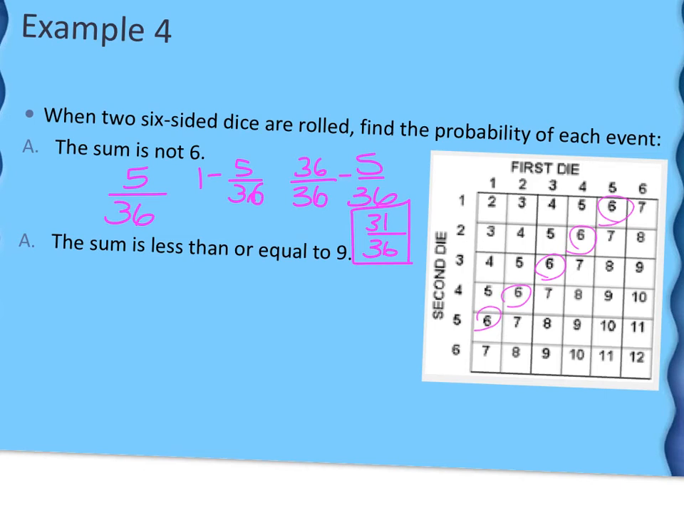Chris? If there was a different number, like 17, would you change the 1 to 17 over 17? Yes. So you want the denominator to be the same. So if it's 1, you change it so that it's the denominator over the denominator. Yeah. Okay, the sum is less than or equal to 9.